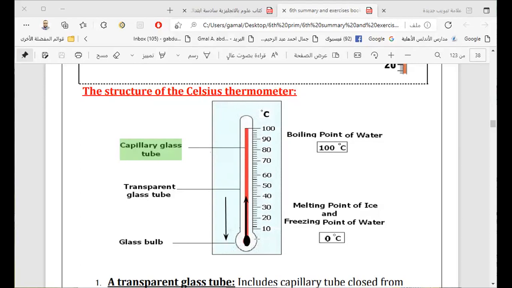Okay. What does it mean if the mercury level moves down? It means that the weather or the liquid is getting cooler, getting cold. We saw this in the video, right? Okay.